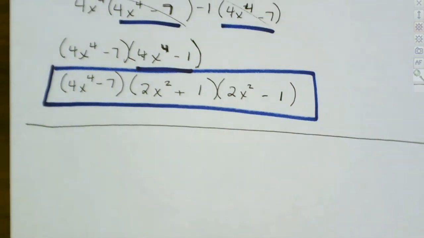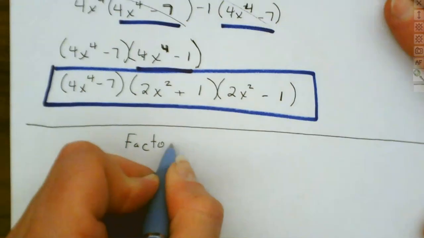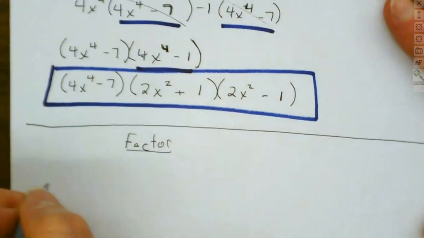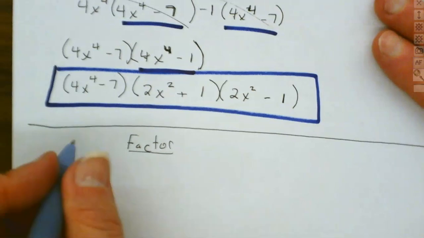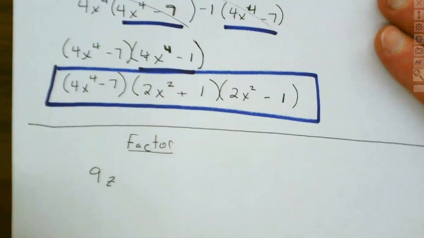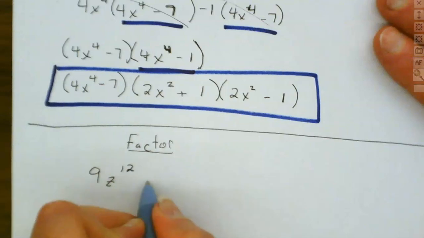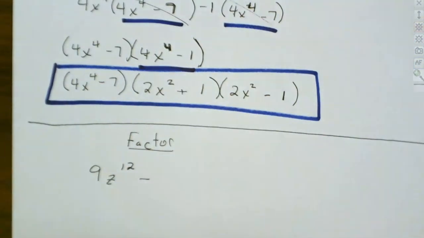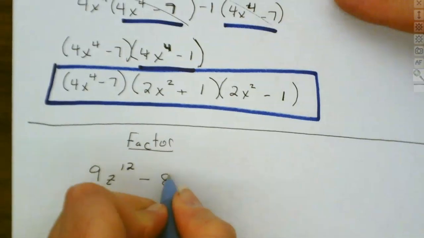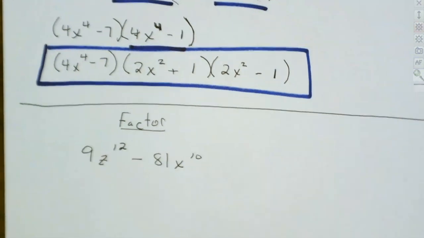So let's look at one more, and let's try to factor this one out. Make it fairly simple. How about z to the 12th minus, let's say, 81 x to the 10th. So this one's fairly easy. It's our last one. We'll make it easy.